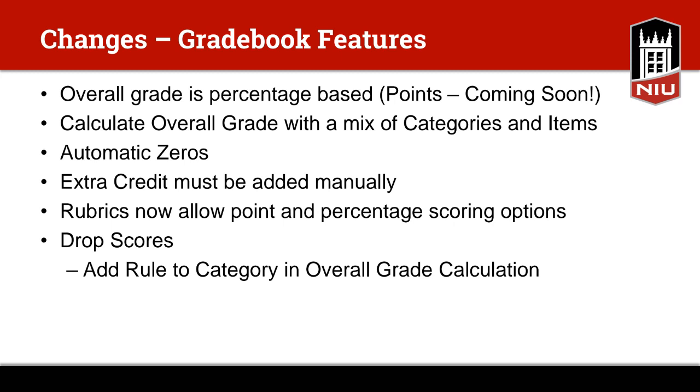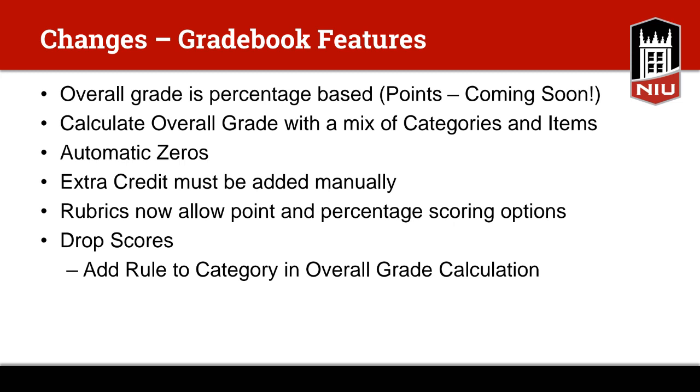You can, however, calculate your overall grade now with a mix of categories and items. This is a nice change. Before you had to do either or, which, if you are doing the item view, a lot of courses have several graded items. So you would end up assigning very small percentages to a lot of items to get up to 100. Being able to mix categories and individual items makes it much easier.